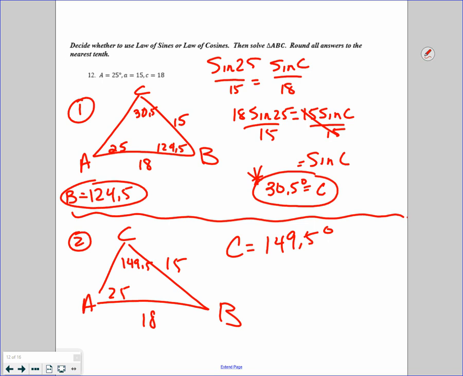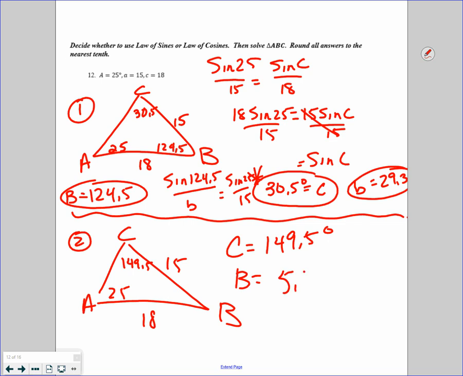And then I can do sine of angle B over little b equals, and I'm going to do the one that I'm given, so sine of 25 over 15. I ran out of space here, but side B is 29.3. And then down here, angle B would need to be 5.5 degrees. And then sine of 5.5 over B would equal the sine of, again, I'm going to do the given, so 25 over 15. Side B equals 3.4.